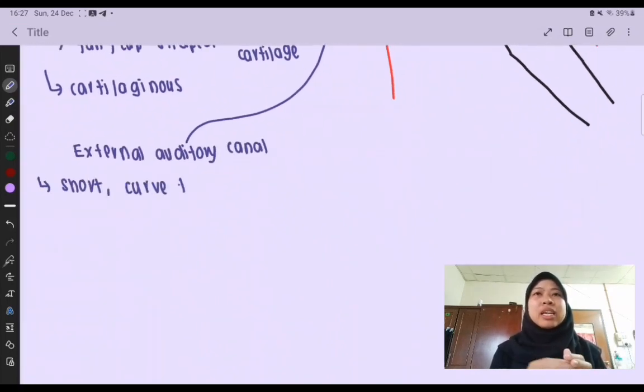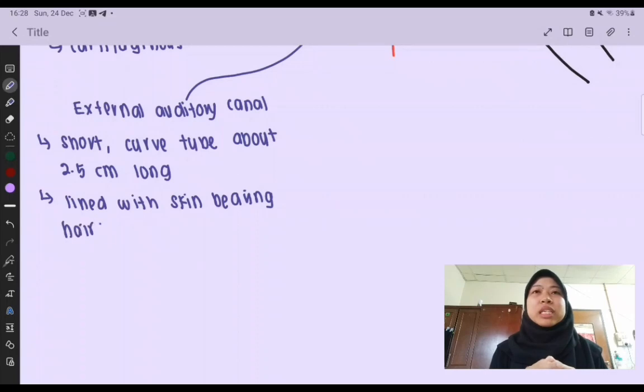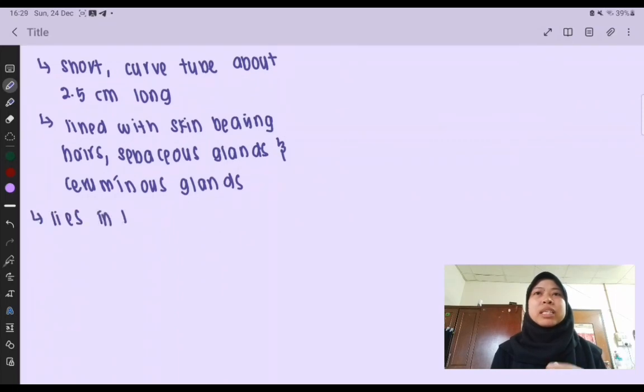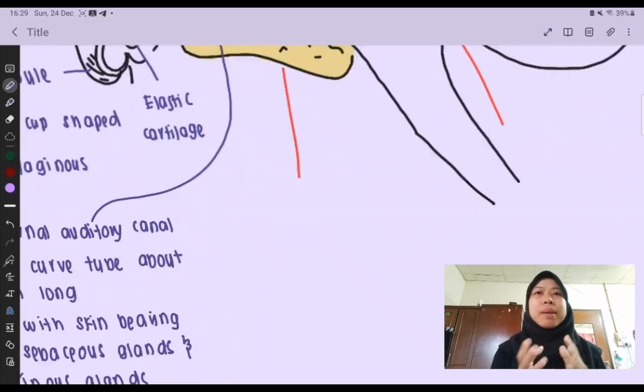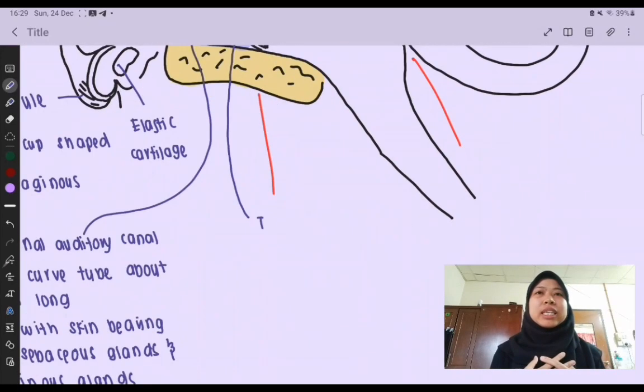The structure that I highlight with the blue color is the external auditory canal. The external auditory canal is a short, curved tube about 2.5 cm long, lined with skin bearing hairs and sebaceous glands, and also ceruminous glands. It lies in the temporal bone and leads to the tympanic membrane. Our tympanic membrane is also known as the eardrum.